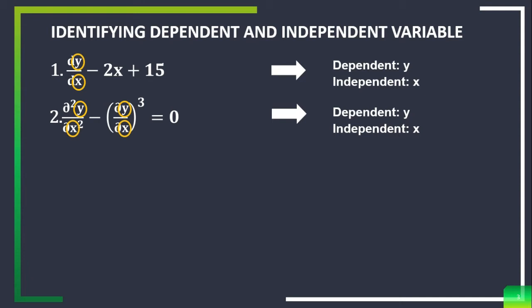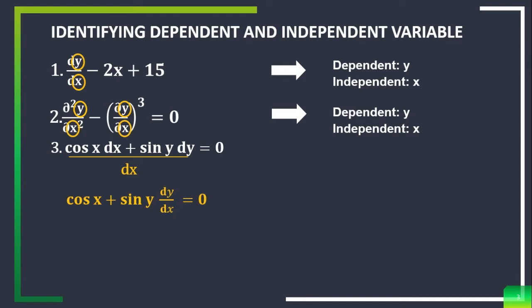Okay, for the next example. This example involves trigonometric functions, and we cannot easily identify the dependent and independent variable. So we'll divide this equation by dx, and after that, we will divide this equation by dy. Let's find out what will happen to this equation. If we divide by dx, we can have this equation.